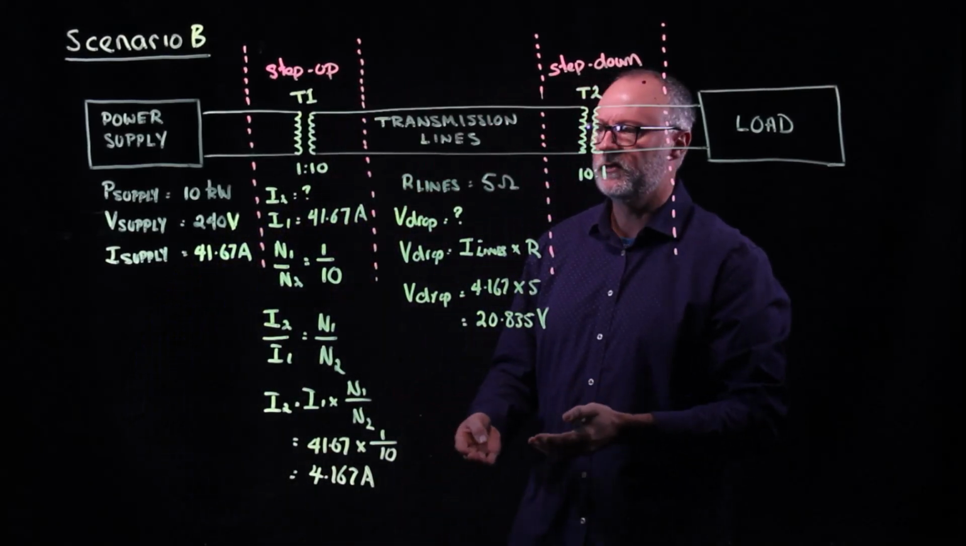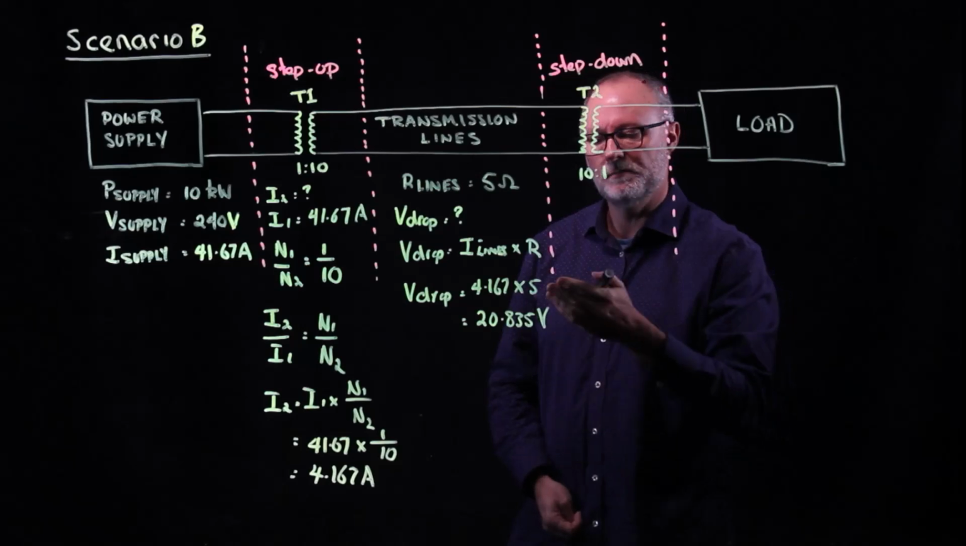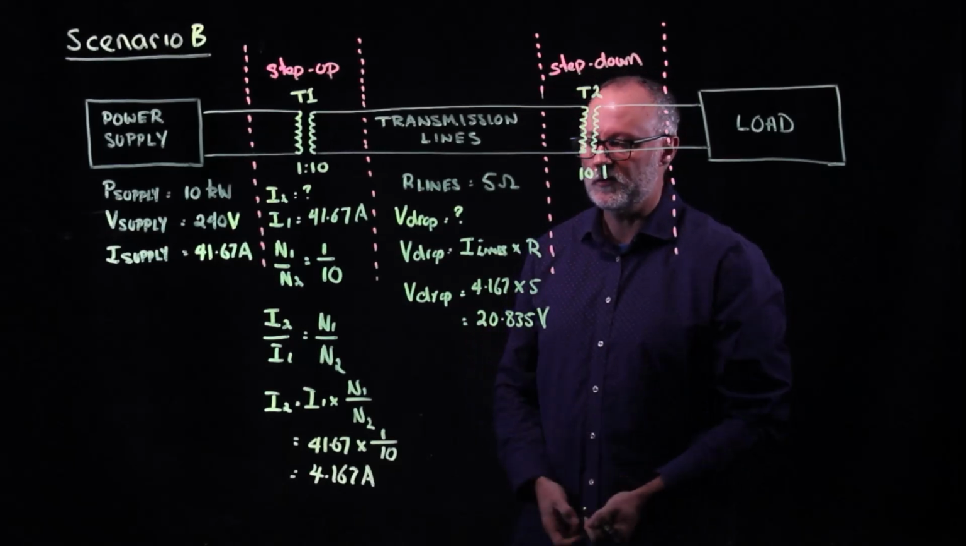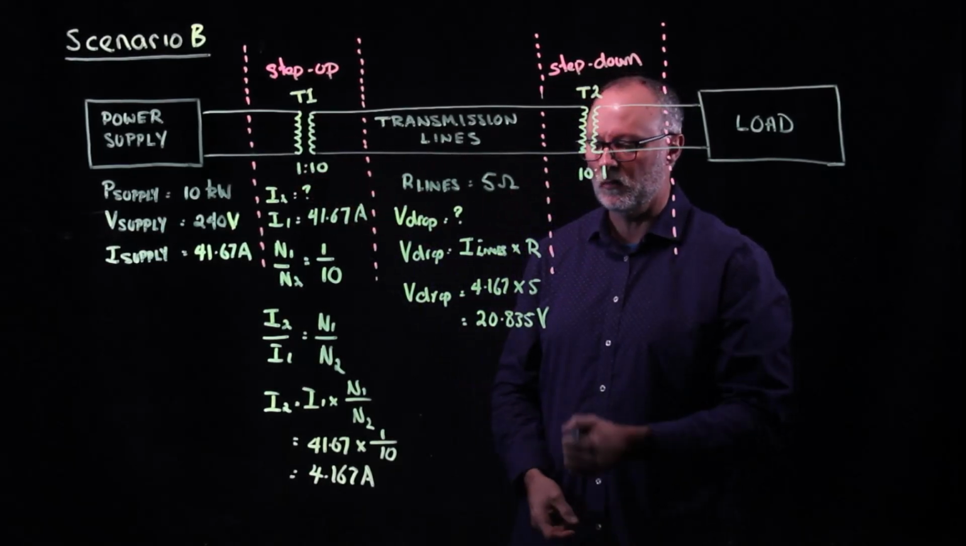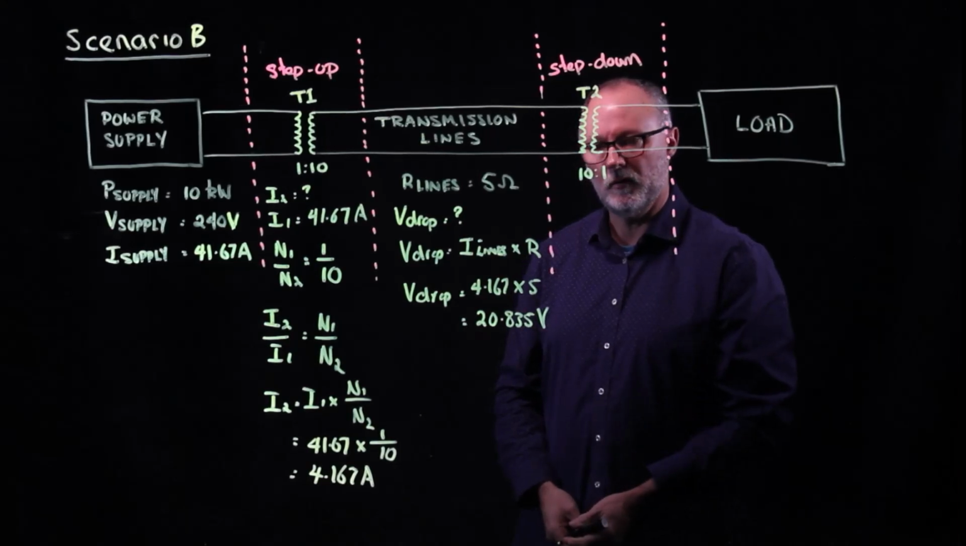So there you have it. When you multiply the current running through the transmission lines by the resistance, we have now a voltage drop with the transformers installed of only 20.835 volts.